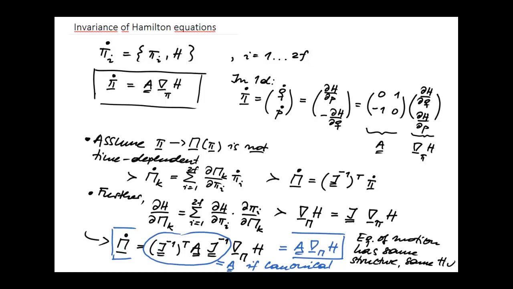I should add a warning here. I should say that a crucial assumption that we made was that the coordinate transformation was not time dependent. If the coordinate transformation is time dependent, then the Hamiltonian is no longer the same. And we'll come back to that later, and I will show you how in that case the Hamiltonian changes.